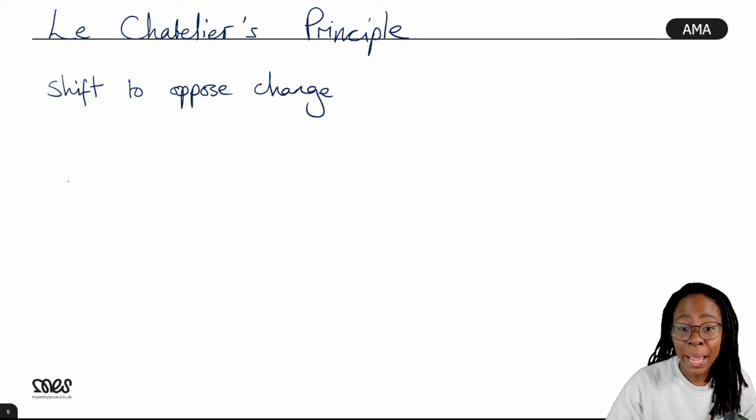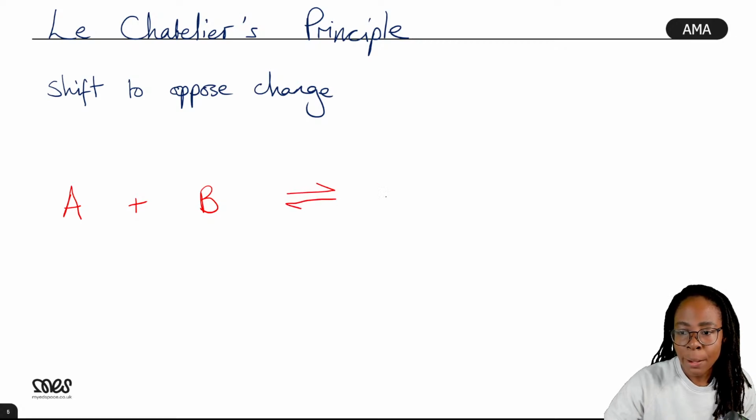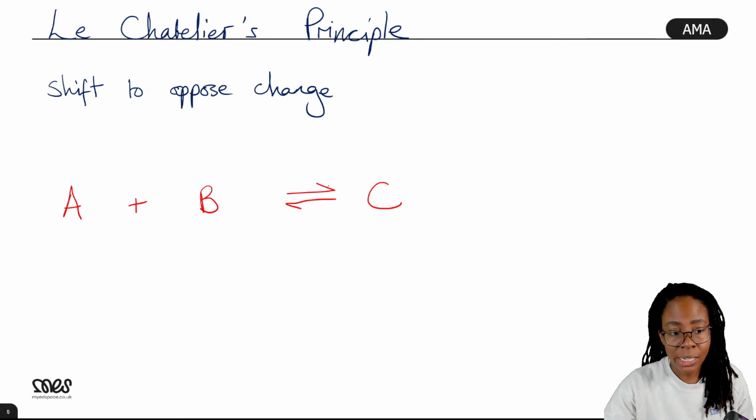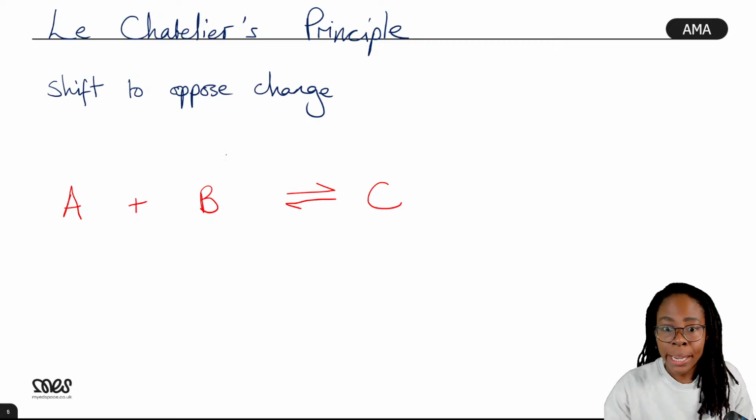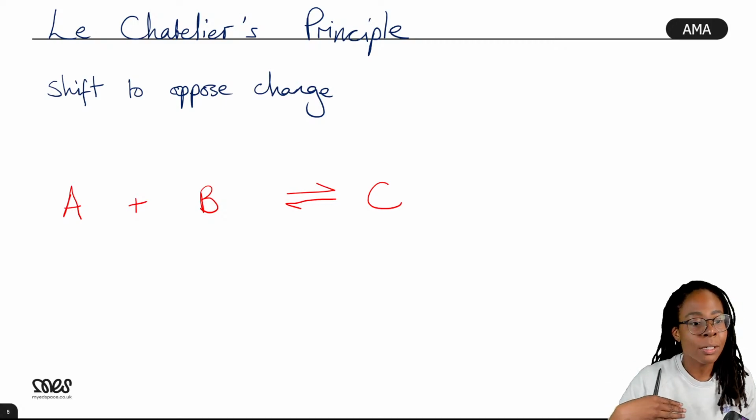So let's say we've got a chemical reaction. I'm going to make one up with just random letters. Let's say we've got a reaction between A and B, and when those react, that produces C, and that reaction is in equilibrium. Now, if we change the concentrations of any of these species, the equilibrium will shift to try and reduce that concentration.